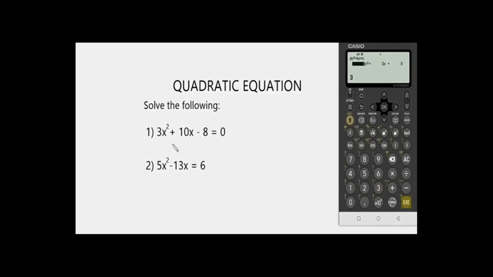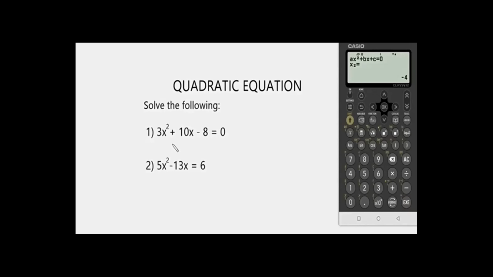Press execute. Then your b will be the coefficient of 10x, which is 10. Then your c will be the constant, which is negative 8. So it's as simple as that. We're going to have 2 outputs for the roots of the equation, x1 and x2. Press execute again to get the roots. So we have our x1 to be 2/3 and our x2 to be negative 4. So it's as simple as this, guys. That's how you can find roots of a quadratic equation using the CW calculator.